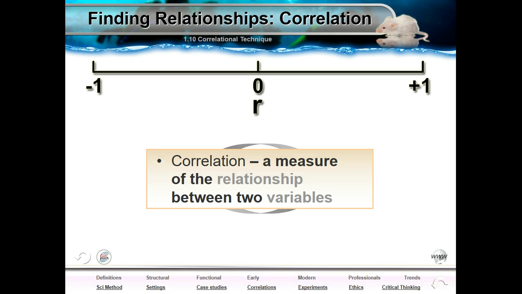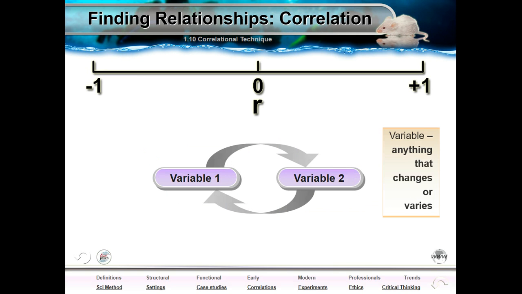I wanted to discuss a topic that sometimes is confusing to students called correlation. When you see the word correlation, you should think of relationship. When we say that two variables are correlated, we're basically saying that there's some relationship between them. A variable is anything that changes or varies.